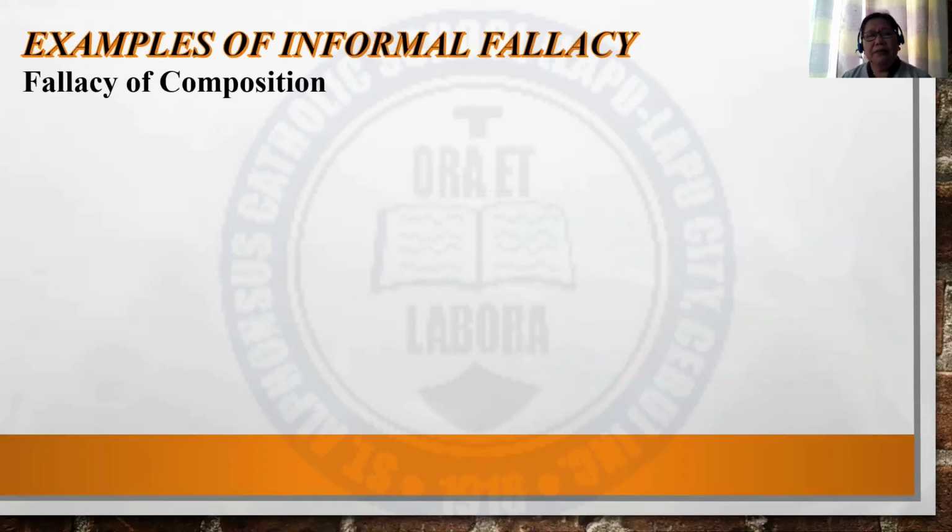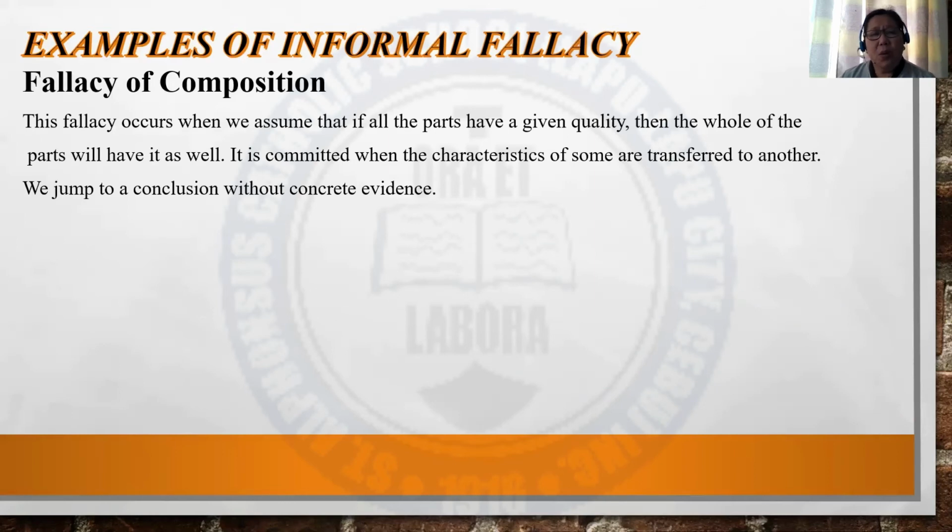Next, let us have the fallacy of composition. This fallacy occurs when we assume that if all the parts have a given quality, then the whole of the parts will have it as well. It is committed when the characteristics of some are transferred to another. We jump to a conclusion without concrete evidence.